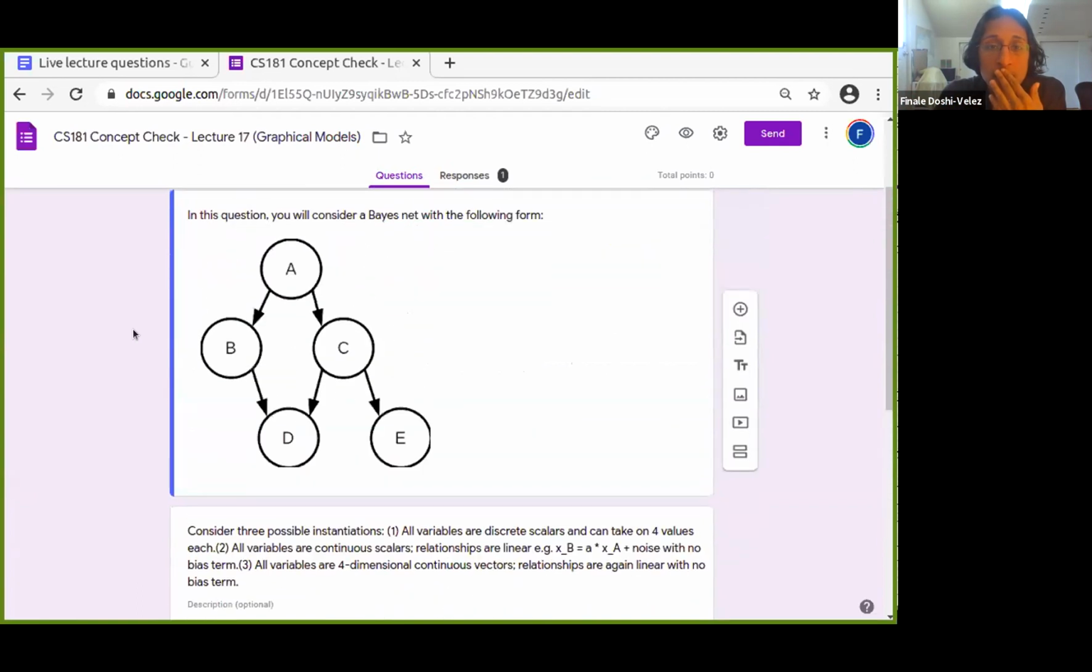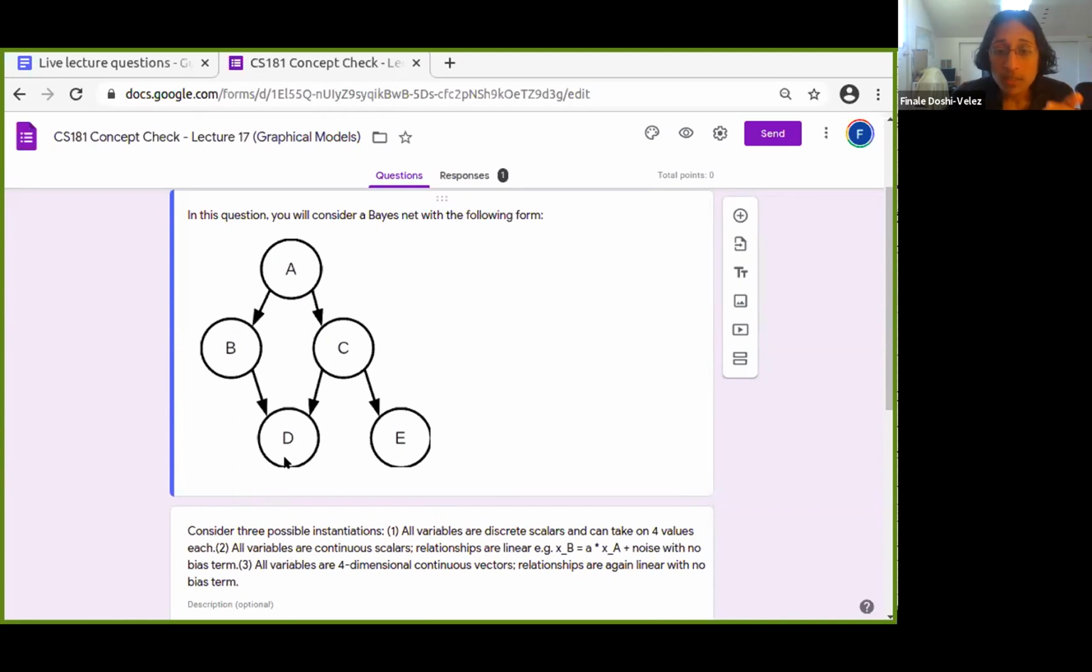So the first case we're going to consider is all of these variables are discrete scalars that can take on 4 values. So think of each one of these as a 4-sided dice, right? Now, the second case is that all variables are one-dimensional continuous scalars with linear relationships. So b is equal to some linear function of a plus some noise, no bias term. Case 3 is that all variables are 4-dimensional continuous vectors, and the relationships again are linear.